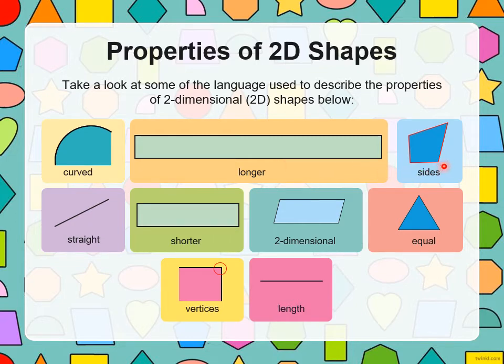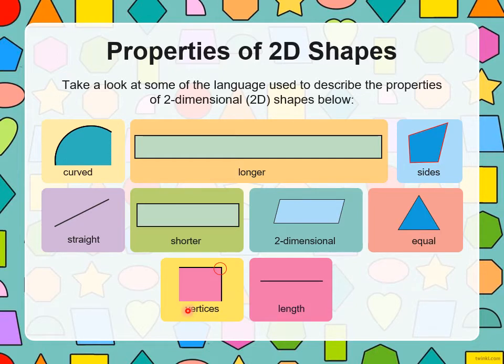We have sides of shapes. We have shapes that are equal, so all their sides are equal. They are two-dimensional, so they are flat. We have some shapes that have shorter sides, so they might have longer sides and shorter sides. We can talk about straight. They have straight sides. And we might talk about the length.